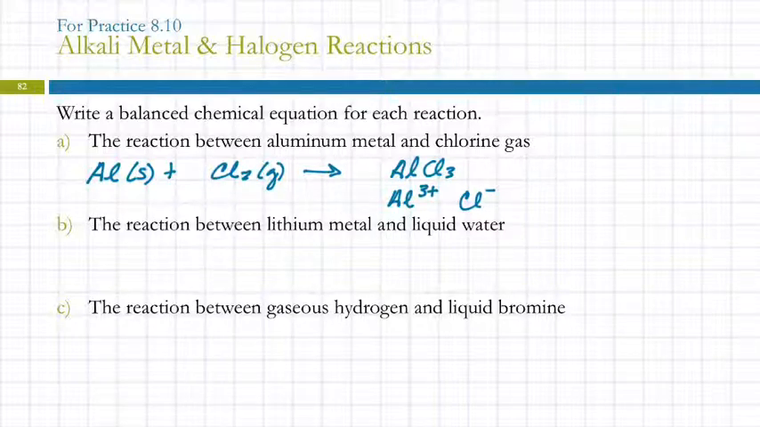And then we would need to balance this. We look at aluminum, 1 and 1. That's great. Here I've got 3, and there I've got 2. So if I double this, I can make that an even number. Now I've got 6 chlorines. I could put a 3 here to get 6 chlorines, and I need a 2 there. Questions?